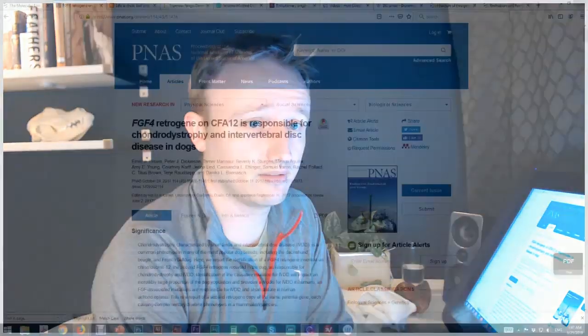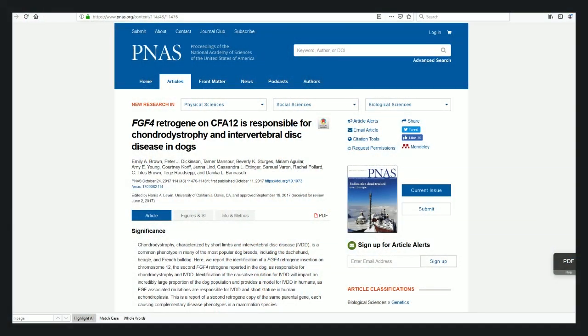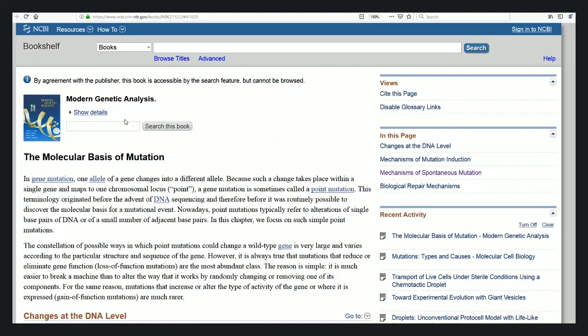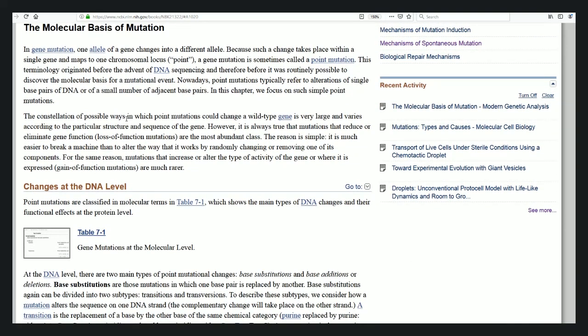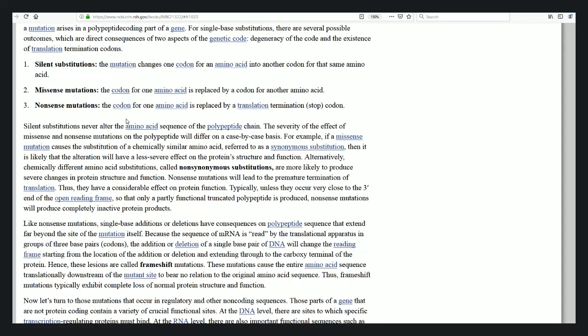But Jim, just so you know, I've got this paper right here. Not that one. This one. It's actually a chapter from a book called The Molecular Basis of Mutation. And this talks about the actual chemistry that's happening when a mutation occurs. And I recommend that you read this.